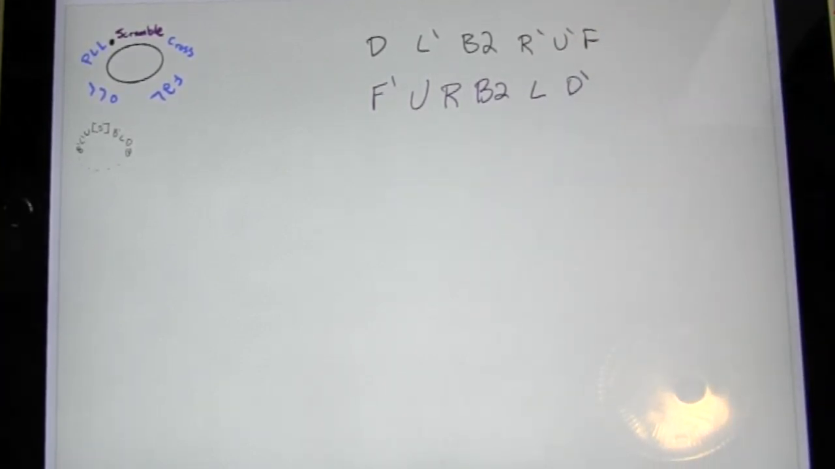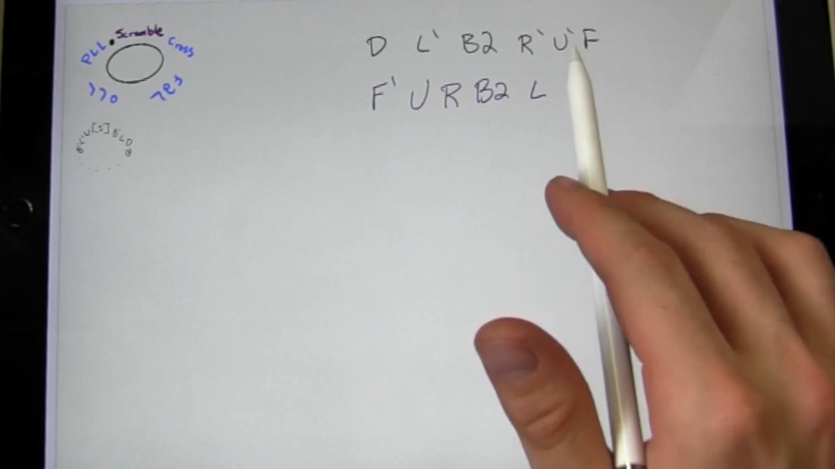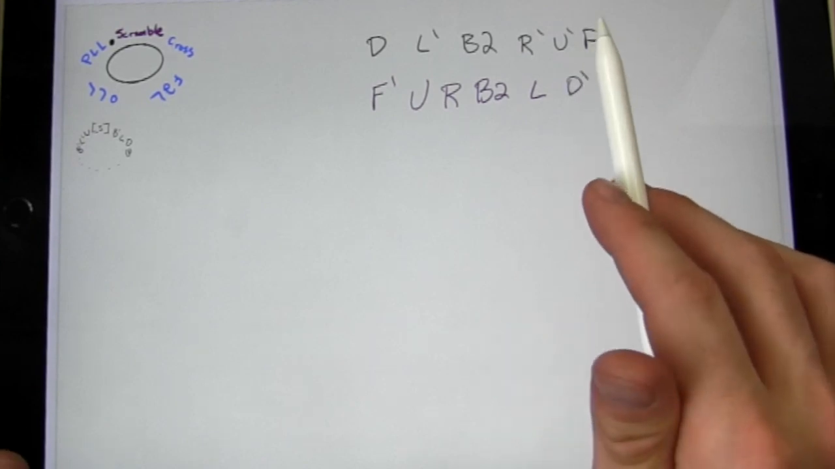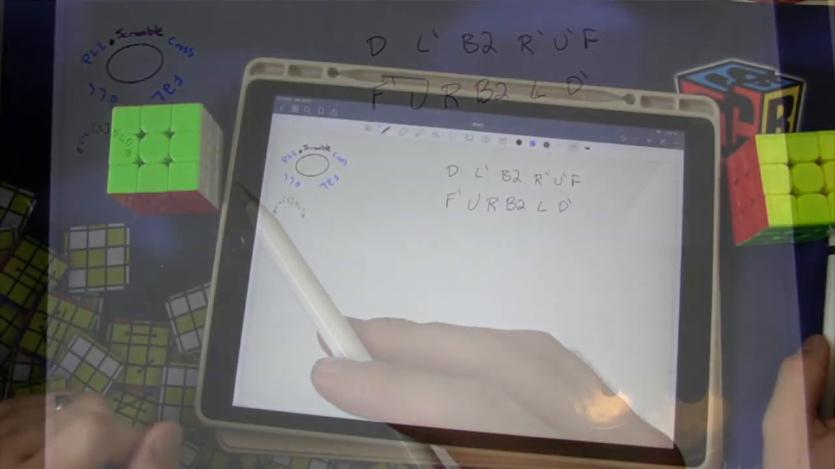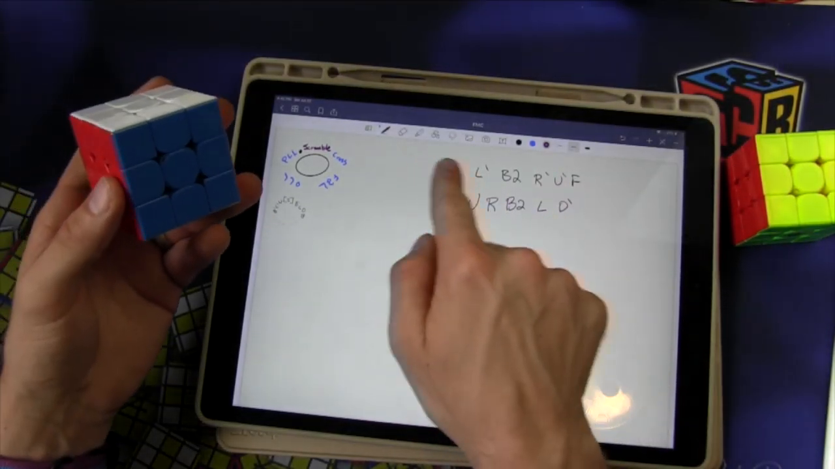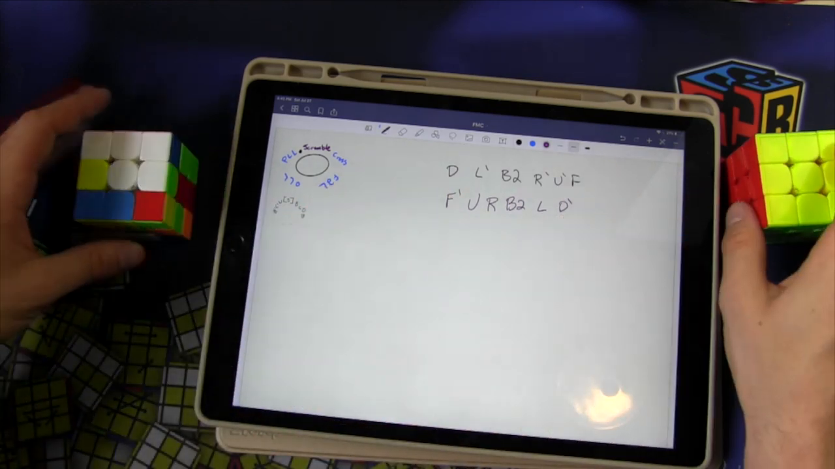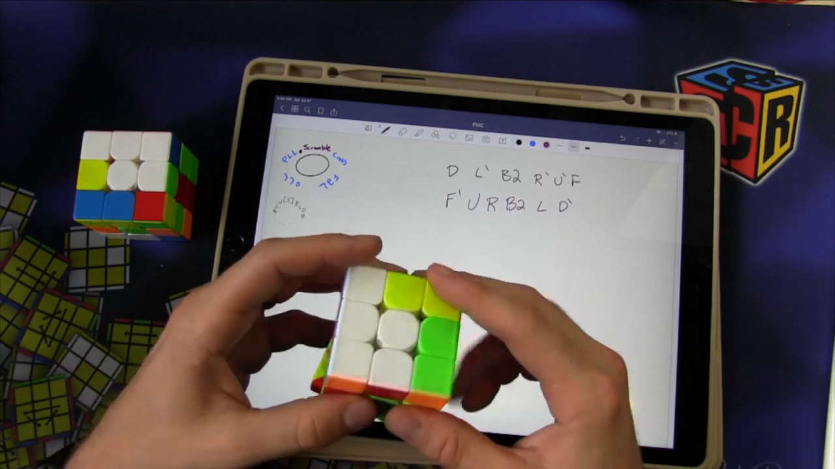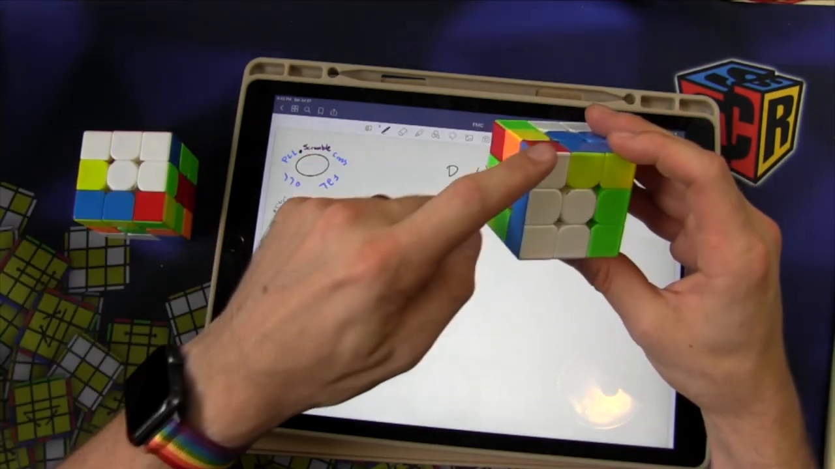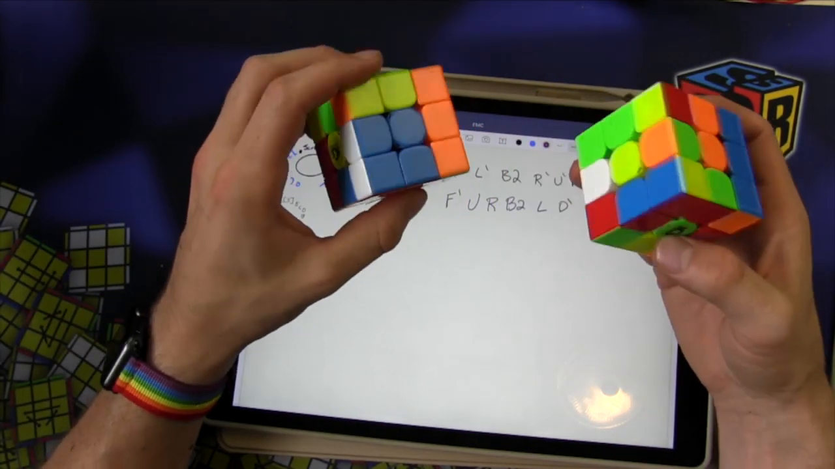Now there's a few things you'll notice about the inversion. Whatever pieces are set with the regular one, what's going to happen is whatever the color of the pieces is going to show up where the location is. Let me demonstrate. This cube is going to be the regular scramble, D L prime B2 R prime U prime F, and this is going to be the inverse, F prime U R B2 L D prime. And if you notice, we have this bar here. We also have a bar there.